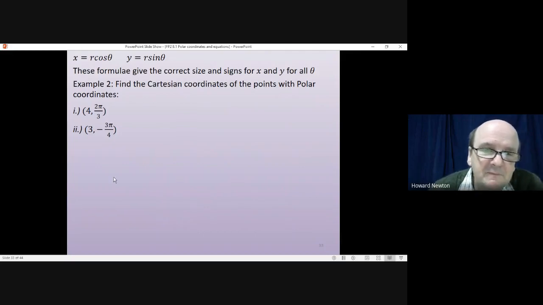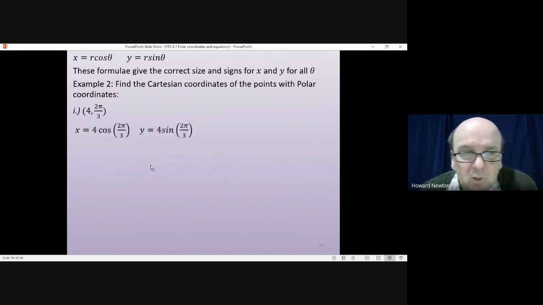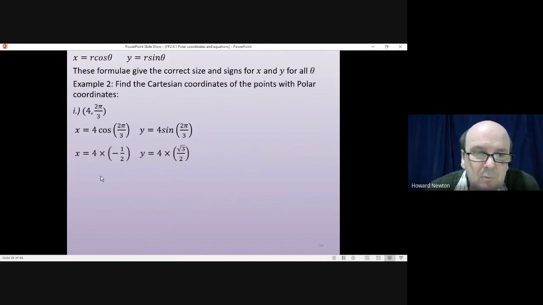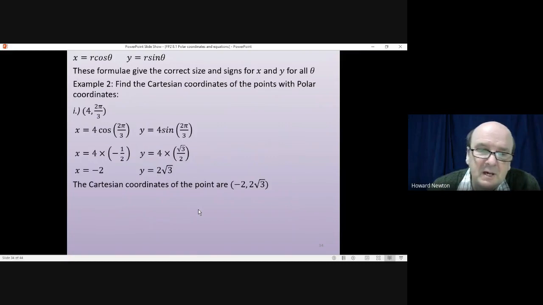Okay, let's have a look at the first one. All we have to do is substitute those values into the formulae, which give us x is 4 cos 2 pi by 3, y equals 4 sine 2 pi by 3, which simplifies to x equals minus 2, y equals 2 root 3. So the coordinates of the point are minus 2, 2 root 3.